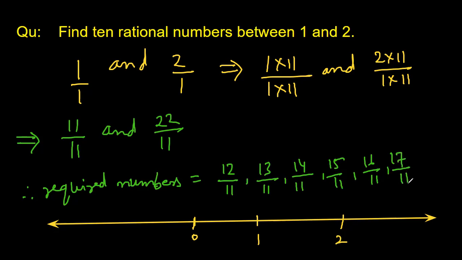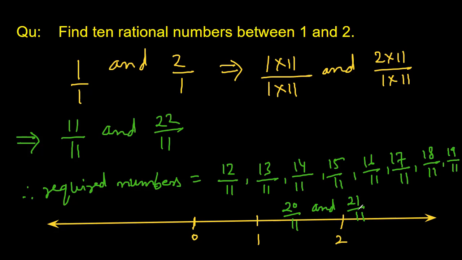How many numbers? Let me write here 17, 18, 19 by 11, 20 by 11, and 21 by 11. Is that right? Did we get the 10 numbers? 1, 2, 3, 4, 5, 6, 7, 8, 9, 10. So we found 10 numbers between 1 and 2. Now, a natural question arises, how many numbers are there between 1 and 2?